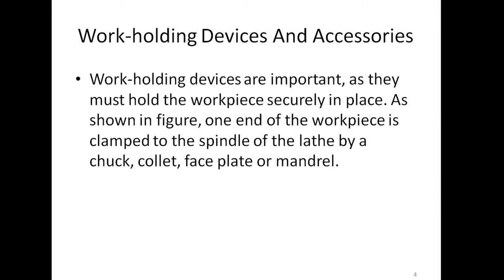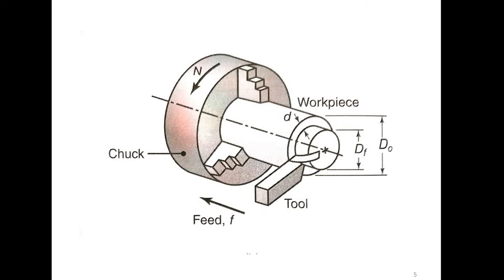That's why work holding devices are important. As shown in the figure, one end of the workpiece is clamped to the spindle of the lathe by chuck or collet or faceplate or mandrel. We'll see one by one. This is an example of a chuck.